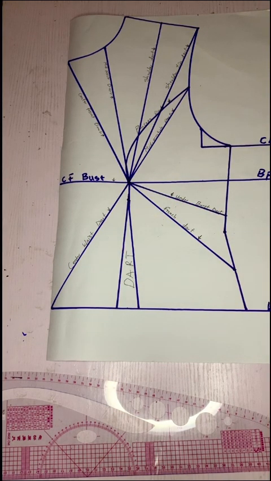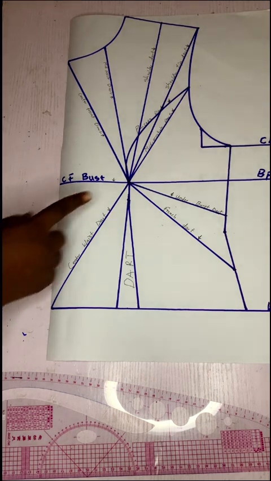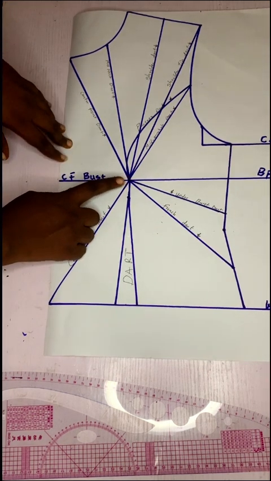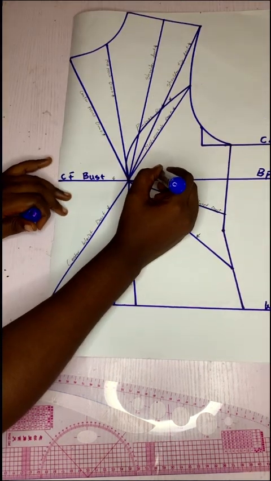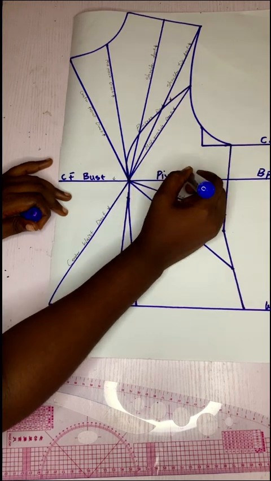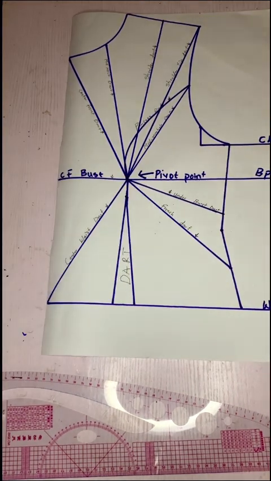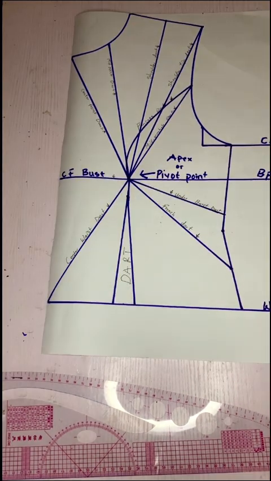Okay, guys, so this is it. We're basically done with this. There are a lot more. And please note that you can move your dart anywhere on your pattern paper, okay, from this point. From this point, now this is the most important point. Okay, this point is called the pivot point or the apex point.